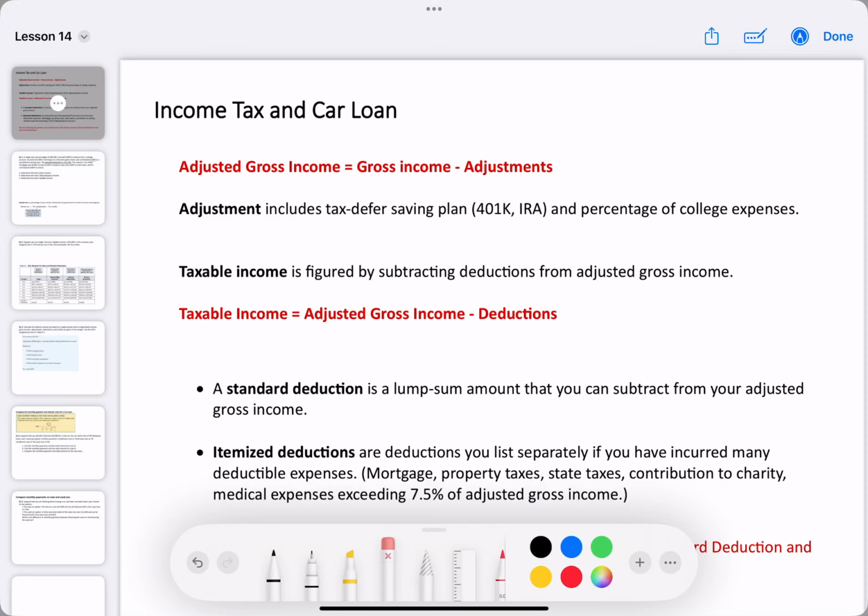Hello everyone. Let's learn a new lesson, income tax and car loan. First definition, let's see adjusted gross income.